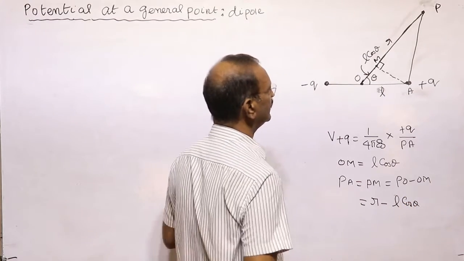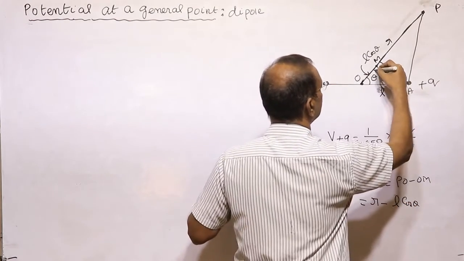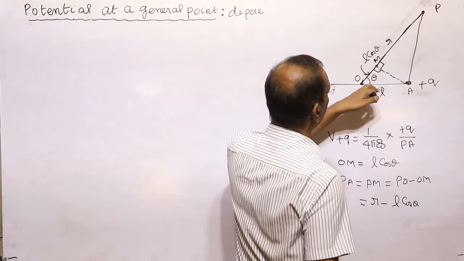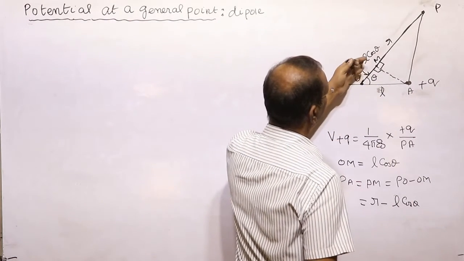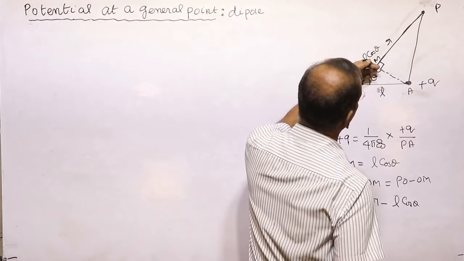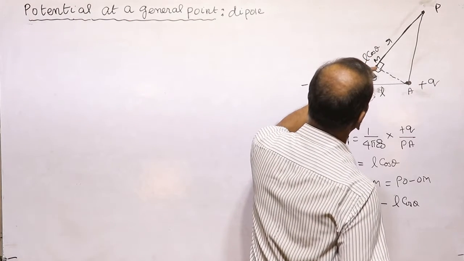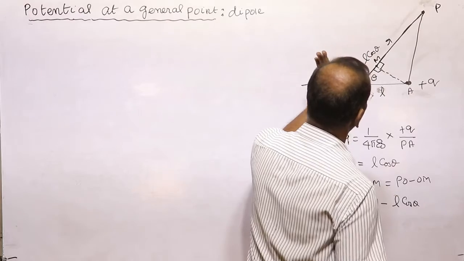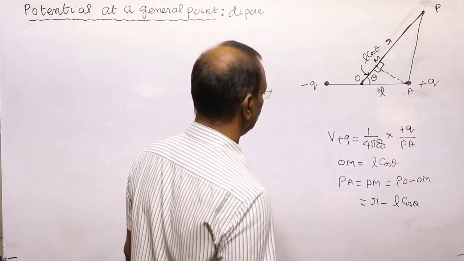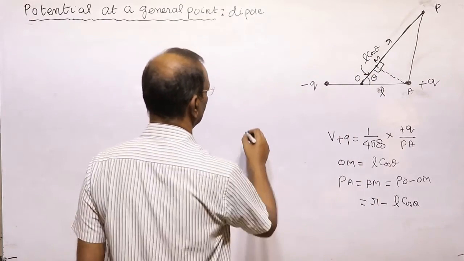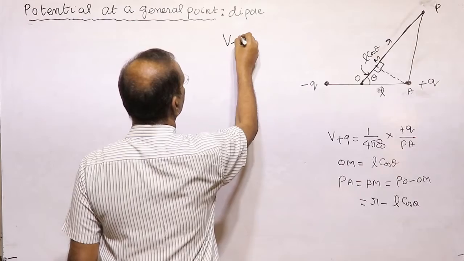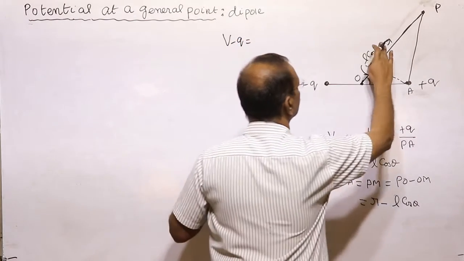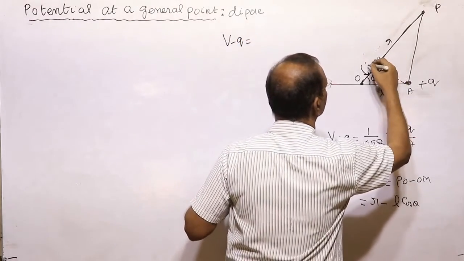We have just seen it because this is 90 degree and this is the hypotenuse, and near to this angle is theta. Theta and 90 degree are in the same direction, and this is the adjacent, the closest side, so the closest side will be L cos theta. So we found that out. Now what about V due to minus Q? Suppose we write this one. This is L cos theta.